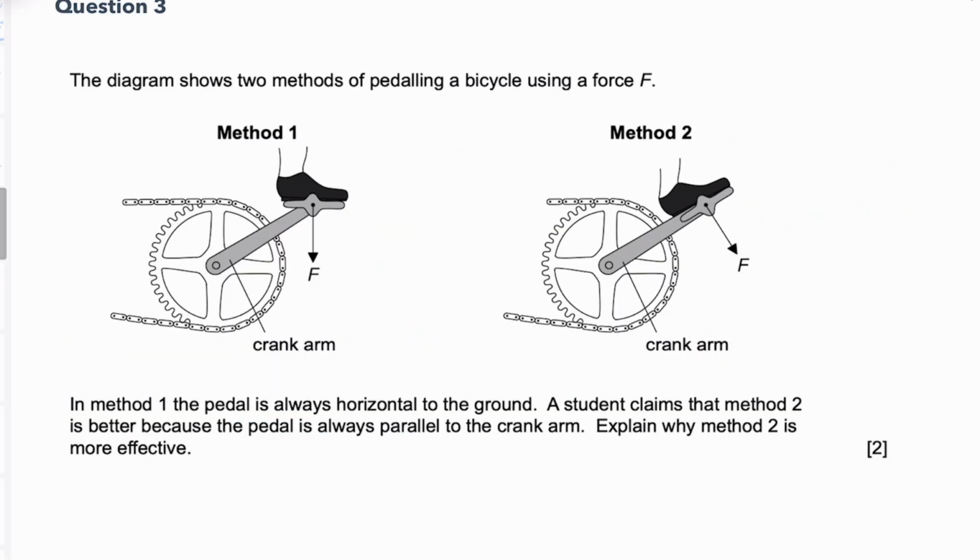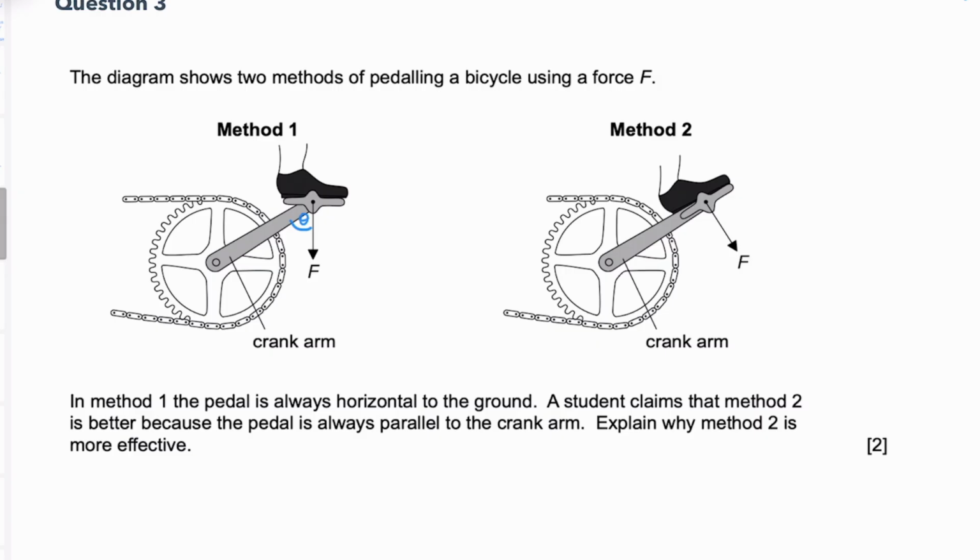Question 3. The diagram shows two methods of pedalling a bicycle using a force F. In method 1, the pedal is always horizontal to the ground, which means there's always an angle between the crank arm and the force. A student claims that method 2 is better because the pedal is always parallel to the crank arm. Okay, the pedal is always parallel, which means the force is always perpendicular.